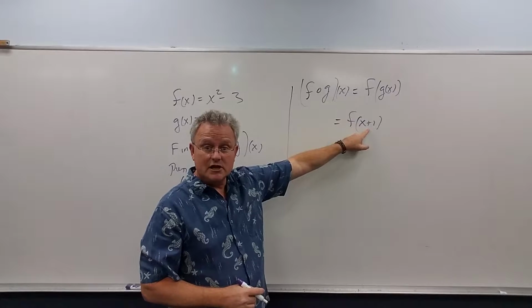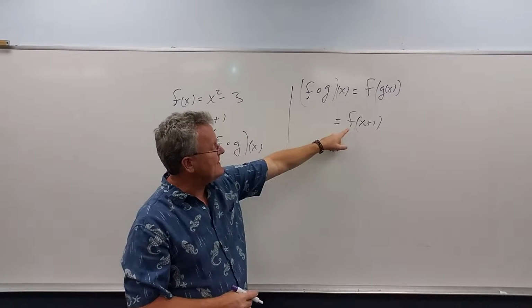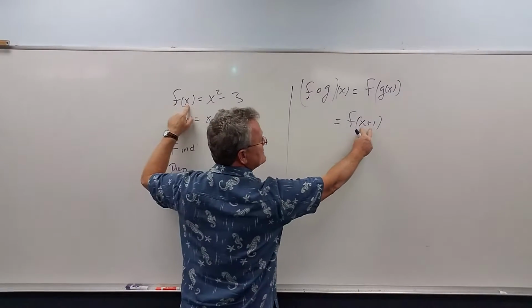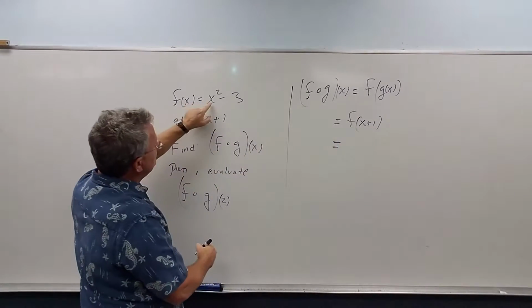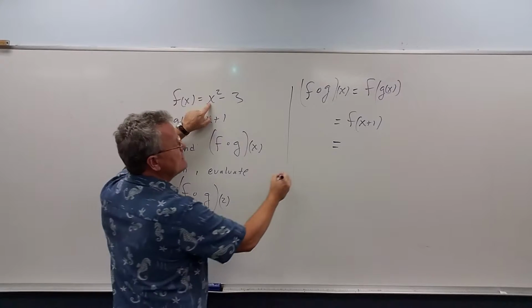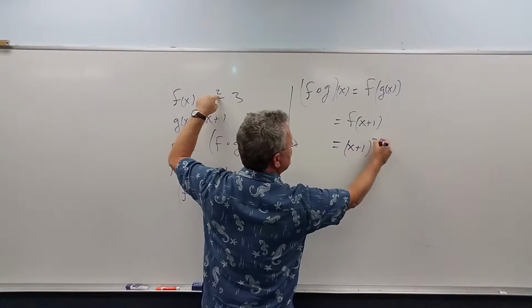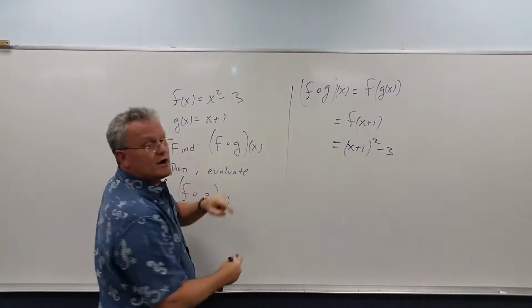What does this notation mean? This means we go back to f right here, and wherever there's an x, I plug in x plus 1. Here's an x, so right there I plug in x plus 1, and that is squared. Then I subtract 3.